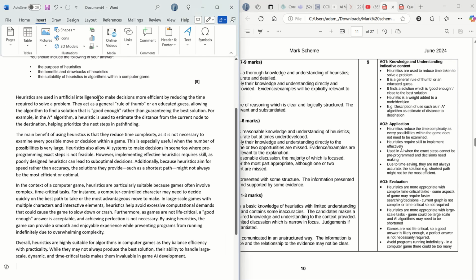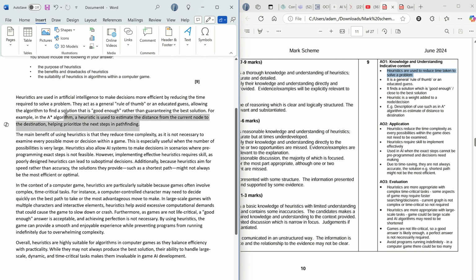Heuristics are used in artificial intelligence to make decisions more efficient by reducing the time required to solve the problem. Okay, so that's that first bullet point straight away. They act as a rule of thumb or educated guess, allowing the algorithm to find a solution that's good enough rather than guaranteeing the best solution. For example, in the OCR, a heuristic is used to estimate the distance from the current node to the destination, helping prioritize the next step in pathfinding.